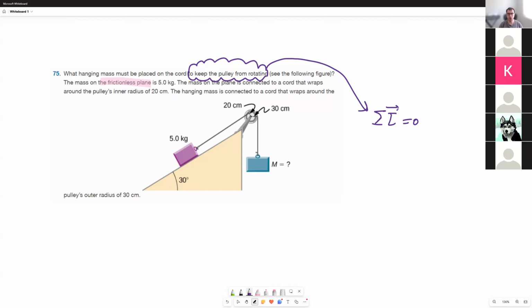Now, we're going to take a look at the torques on what? Torques of the pulley. What can rotate here? The pulley, right? Torques on the pulley equal to 0. Sum of torques on the pulley should be equal to 0. Now, help me with the next line. What should I do next?